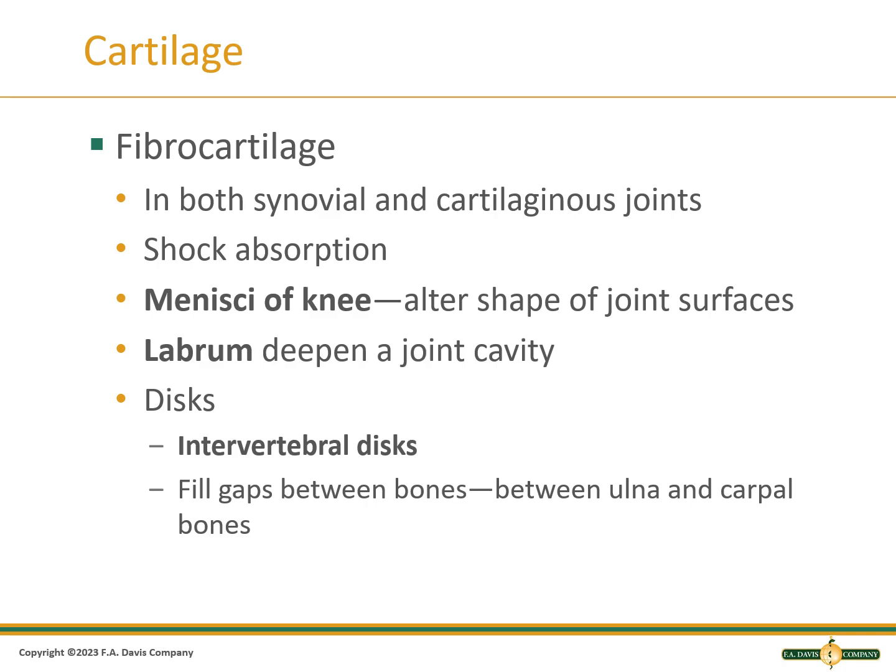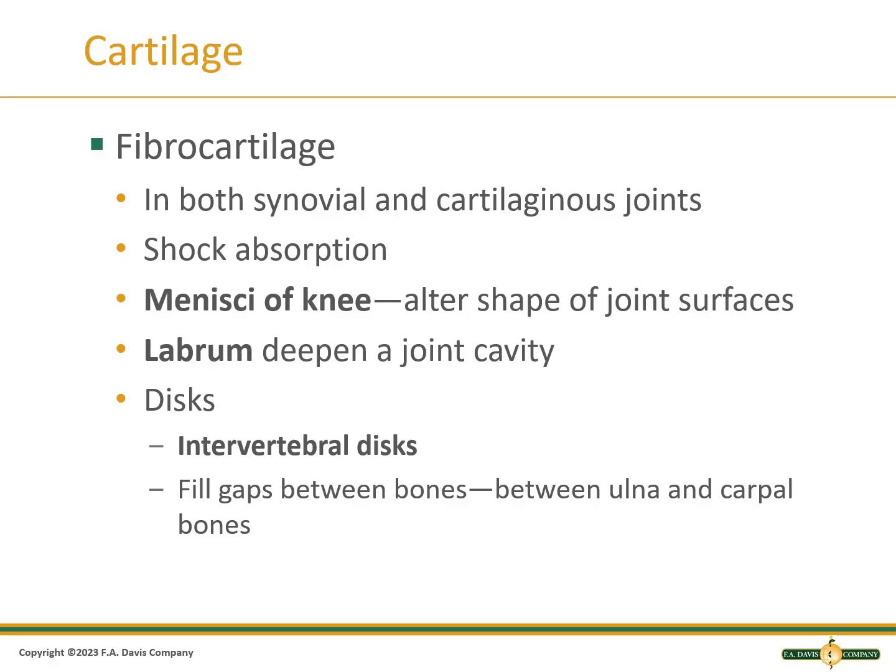Fibrocartilage can be found in both synovial and cartilaginous joints, so joints that are designed for both stability and mobility. Fibrocartilage is designed to provide shock absorption, and we have several examples found in our body. So the meniscus of the knee is made of fibrocartilage in order to alter the shape of the knee joint and improve bony congruency.